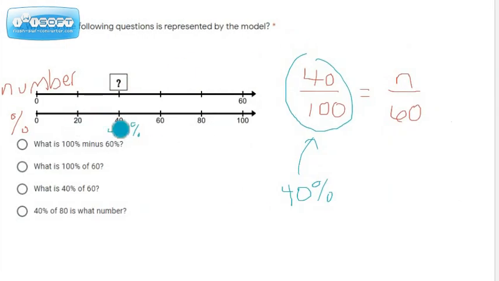Now the next question, kind of the same idea. If we're talking about this being the percent, that's 40 out of 100, that's 40%. And this would be the all of it number, right? The 60 would be the all because 100% is considered all.